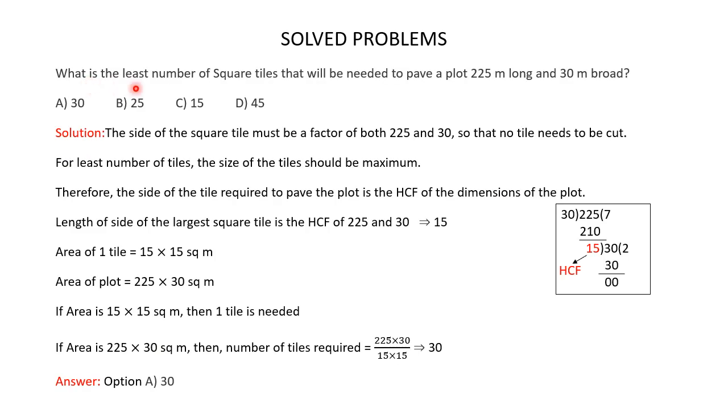What is the least number of square tiles that will be needed to pave a plot 225 meters long and 30 meters broad? Here you are given 4 options and you have to find out which of these options is the correct one. So here you have to find the least number of square tiles that will be needed to pave the plot. Now since we are required to find the least number of square tiles, the side of the square tile must be a factor of both 225 and 30 so that no tile needs to be cut.